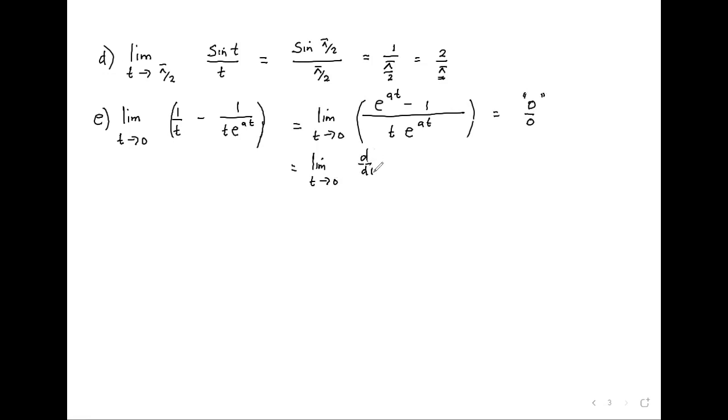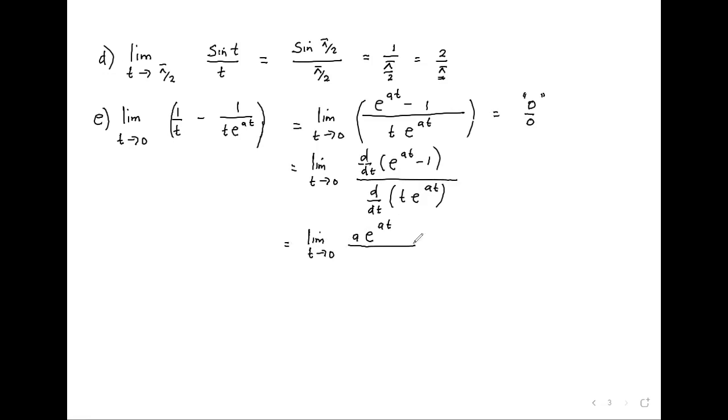d/dt of (e^(at) minus 1) over d/dt of t e^(at). The derivative of e^(at) is simply a. So we have the limit as t goes to 0. The derivative of e^(at) is a e^(at). The derivative of -1 is 0.